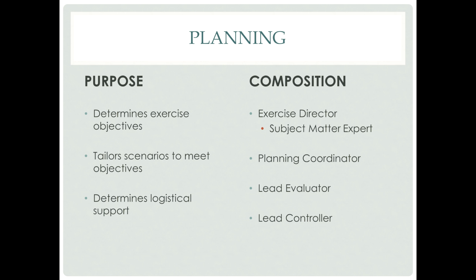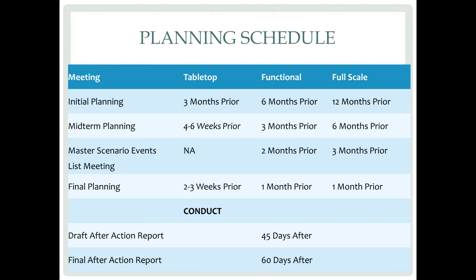Planning becomes really important during an exercise. The purpose is determining the exercise objectives, tailoring the scenario to meet those objectives, and then logistical support. What types of things do you need for this particular exercise? You may want to think about who should be on your team. This is a planning team, exercise director or a subject matter expert, somebody that's going to be driving the exercise and then controlling it. Planning coordinator, somebody that's going to be helping to plan the exercise. You may need a lead evaluator and a lead controller for operations-based. For discussion-based, you would need to have like a lead facilitator and a lead scribe, or somebody that's going to be taking notes for you. So this is a typical planning schedule for the type of exercise that you may want to pull together in your organization.